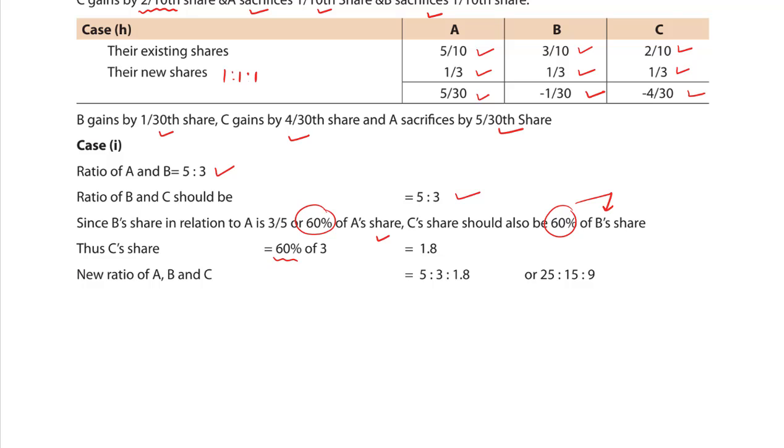The C share is 60% of 3. New profit sharing ratio between A, B and C. Over here C share is 1.8. So 5:3:1.8 or 25:15:9.